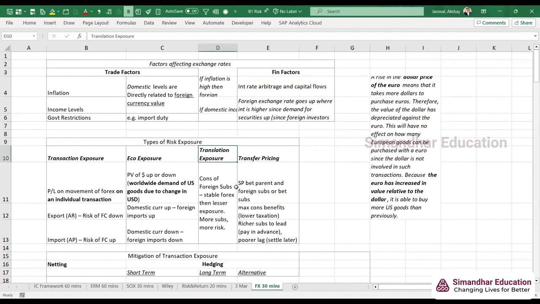So next is economic exposure. Economic exposure is regarding the overall domestic currency, how it is reacting to the worldwide demand for domestic goods. Okay, what we discussed a little while back, right? What happens in case imports are going up, what happens if exports are going up, right? I'll explain it to you further.